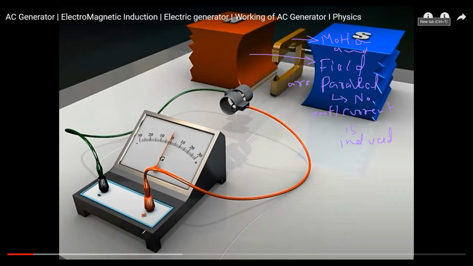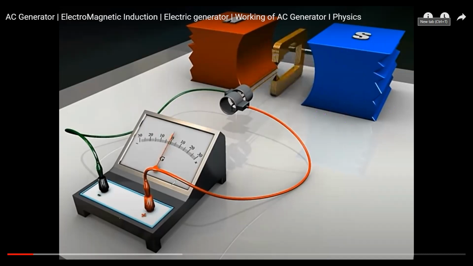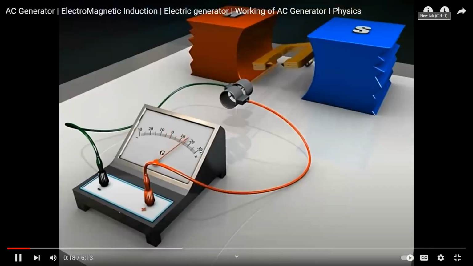Fine. Okay. If I rotate this again. Now another thing, if you see when it's horizontal like this, it's pointing to the positive direction. Yes, sir. The galvanometer is pointing to the positive direction. When it goes like this, now it's at the negative direction. So look at the handle.